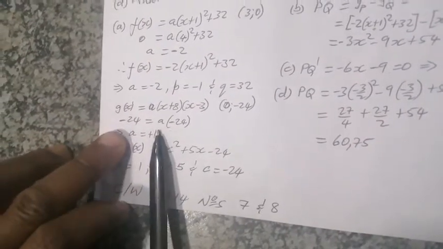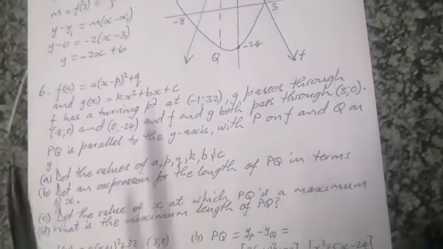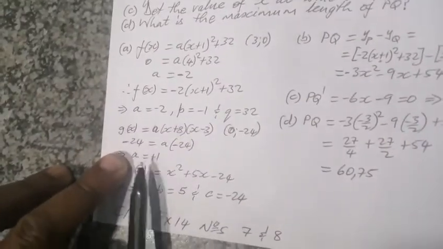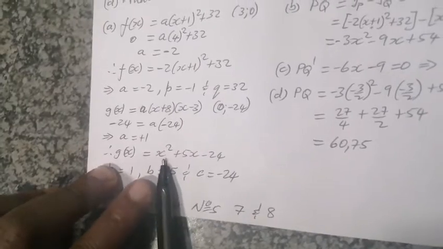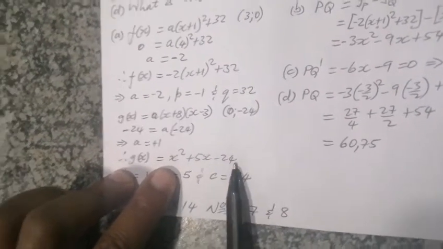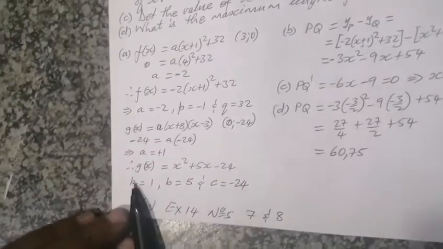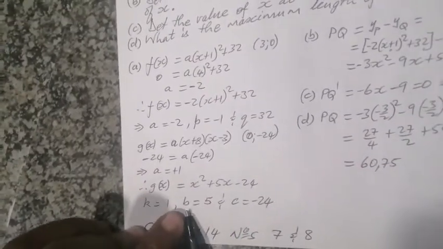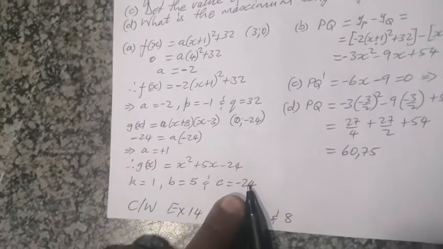But our A is our k according to the standard form that we are given. Our k and this A that we found is the same. So our g of x will be equal to (x + 8)(x − 3). When you expand this, if this is 1, expand this, you end up with x² + 5x − 24. Therefore, our k is equal to 1, our b is equal to 5, our c is equal to minus 24.